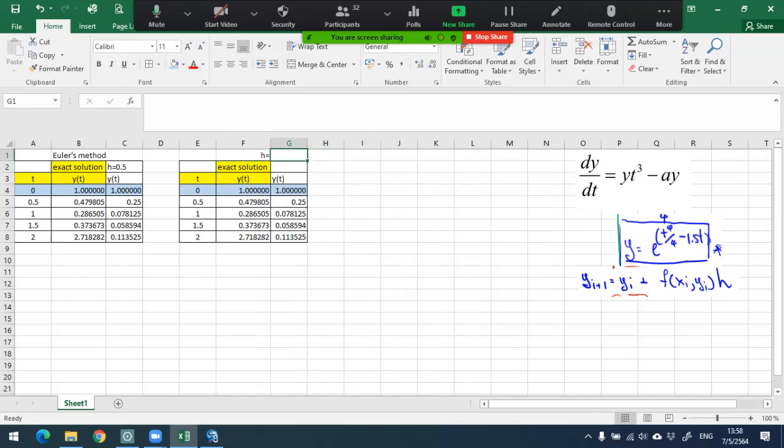So if I'm given a step size of 0.5 over here, it should be okay. The exact one does not necessarily need to be corrected, and for here it should be here. So now, okay, this is for step size of 0.5.